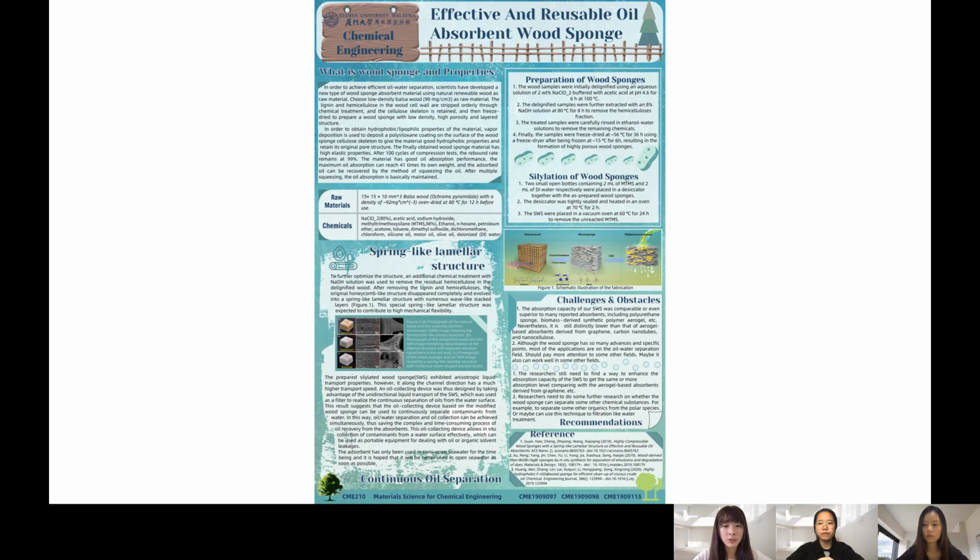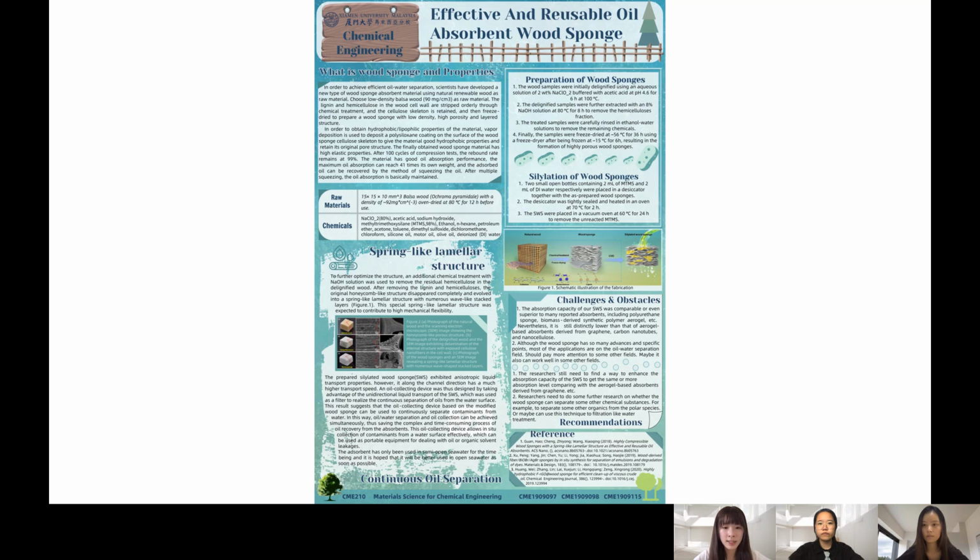Finally, in order to obtain hydrophobic properties of the material, vapor deposition is used to deposit a polysiloxane coating on the surface of the wood sponge cellulose skeleton to give the material good hydrophobic properties and retain its original pore structure. The resulting cellulated wood sponge exhibited high mechanical compressibility and elastic recovery.